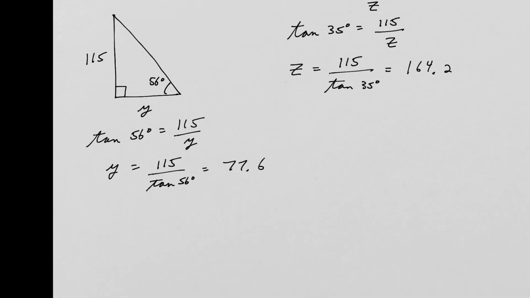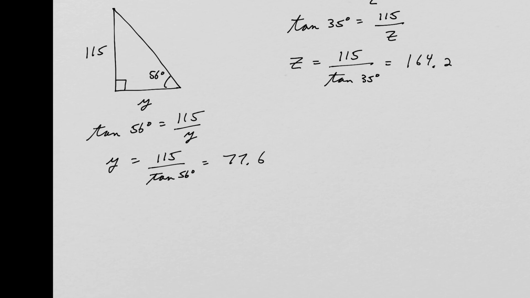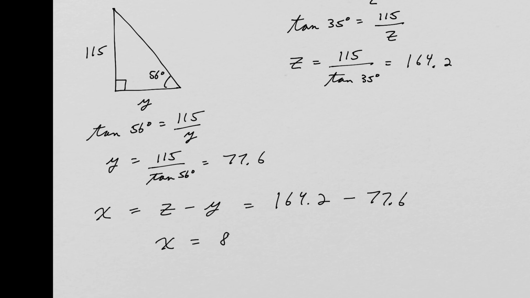So now that I know z and y, remember x, what I really want to find, is simply going to be z minus y. So in this case, it would be 164.2 minus 77.6, and we're going to find that x is equal to 86.6, and that should be our result.